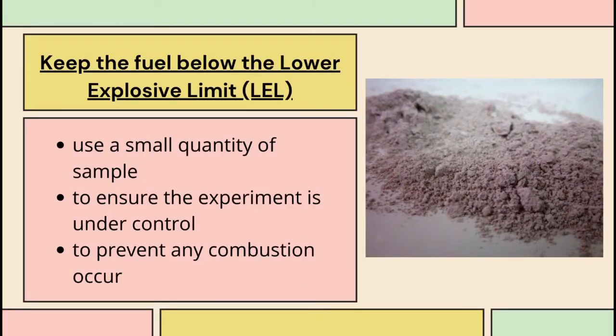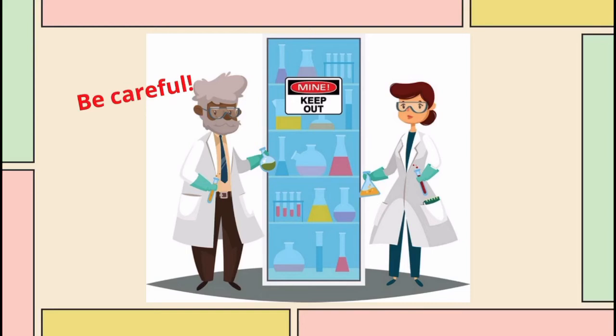Besides that, we should keep the fuel below the lower explosive limit, which means we use a small quantity of sample. This is to ensure that the experiment is under our control and also to prevent any combustion that can cause harm or accident to us and others. Lastly, we must be more careful when conducting the experiment as the sample and materials used are explosive and flammable.